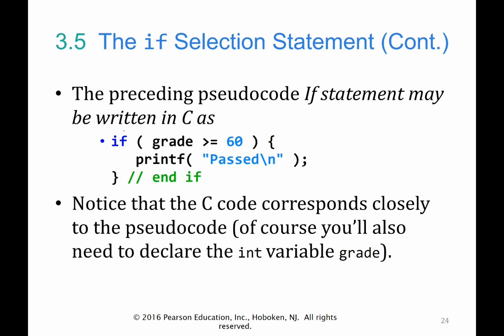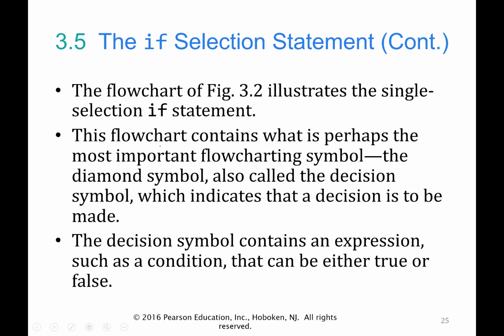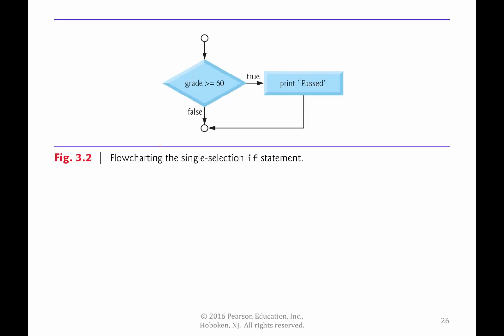But again, we're looking at this. Now, notice that we have a variable there. Grade is our variable. It's an integer. It has to be defined somewhere else. The flow chart here shows what happens. And sometimes it's a little easier to see the flow chart. If grade is greater than 60, it's true. We print pass. Otherwise, we skip the print statement. We just totally skip it.